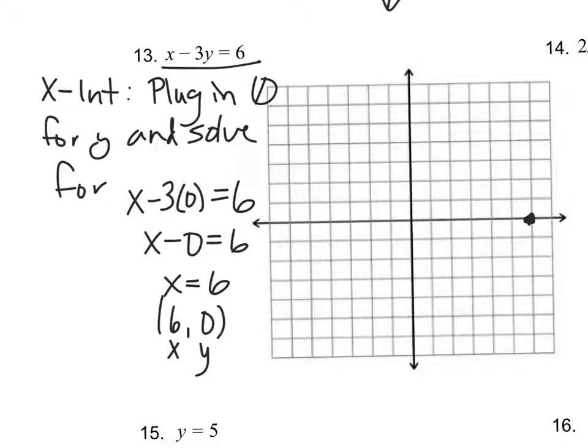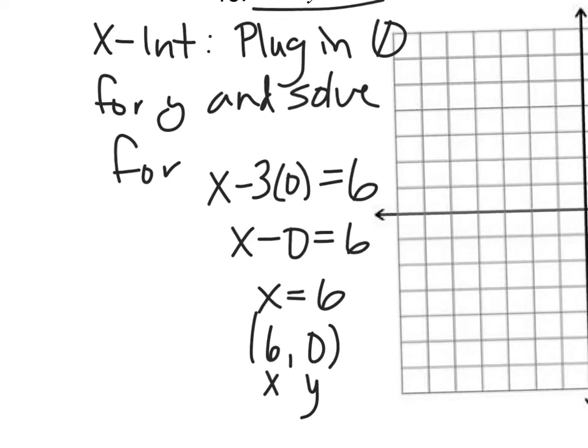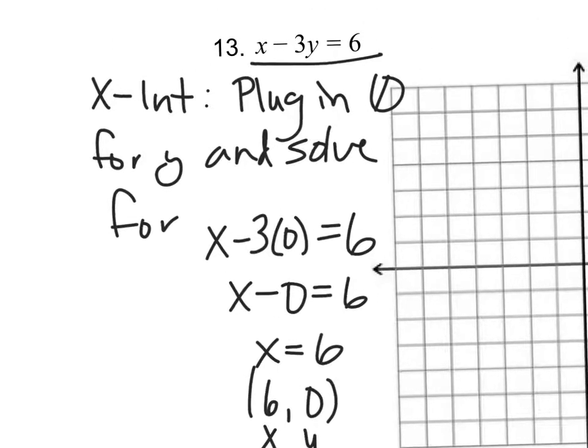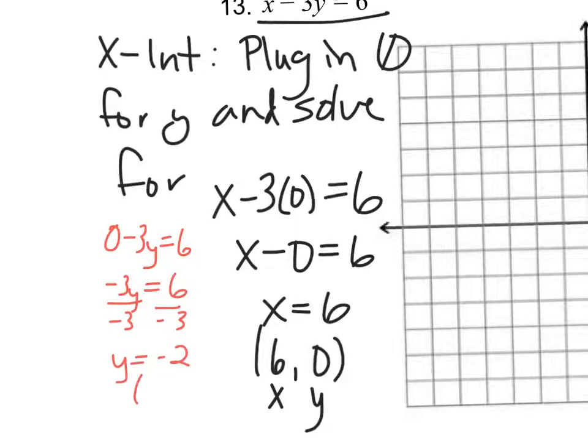I kind of am running out of room, so I'm going to maybe do this a little smaller. So I'm not going to write all those words I did for the x-intercept, but for the y-intercept, if I plug in 0 for the x value, I get this equation. I get 0 minus 3y equals 6. And so that's negative 3y equals 6. Divide by negative 3, and I get y equals negative 2. So that point would be 0, comma, negative 2.